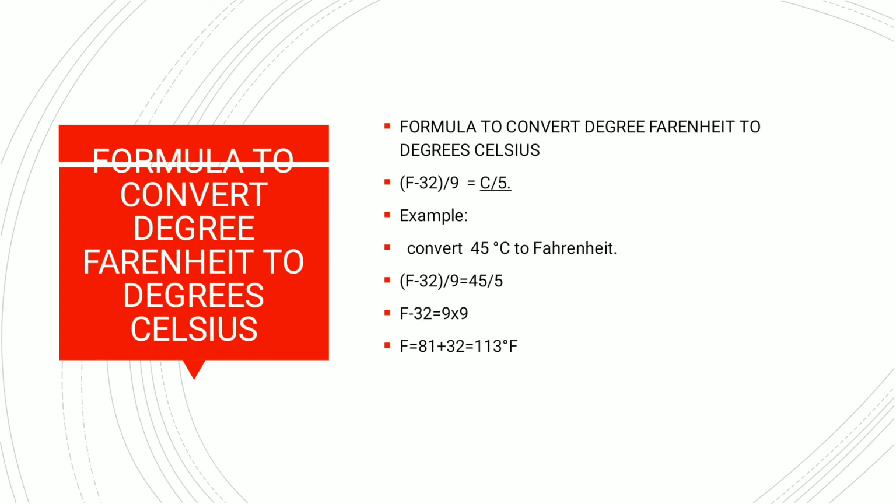Formula to convert Fahrenheit to degrees Celsius. We have a simple formula. F, standing for the temperature in Fahrenheit, minus 32, all upon 9, is equal to C, standing for Celsius, upon 5. Example, convert 45 degrees Celsius to Fahrenheit. You just simply write 45 in place of C. Then we will use the formula and we can find out the temperature calculated to be 113 degrees Fahrenheit.